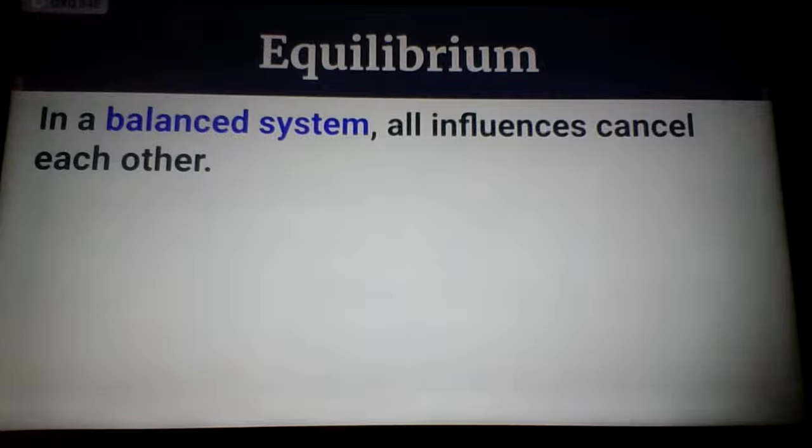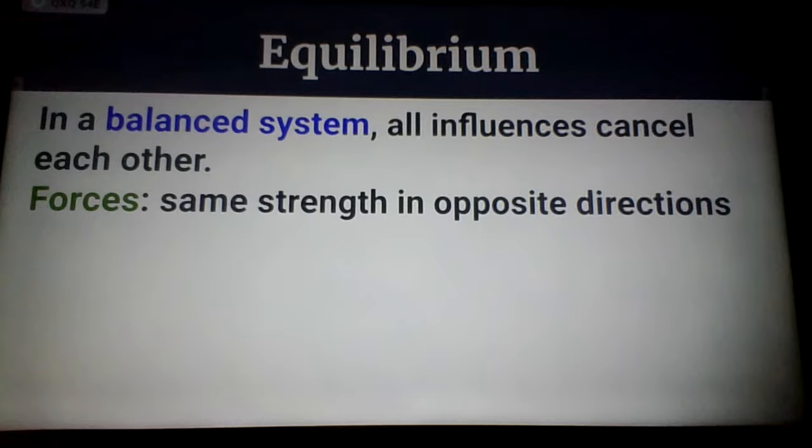So in a balanced system, think of the reactions. If all the influences that we talked about already, had on the screen a moment ago, if they cancel each other out, then we have what's called equilibrium. The forces are all the same strength in opposite directions, just like I mentioned a moment ago with the tug of war. If the two teams are pulling with the same strength in complete opposite directions, that rope is not going anywhere.